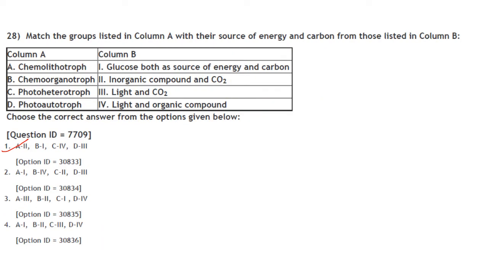Then next one. Match the groups listed in column A with their source of energy and carbon from those listed in column B. So chemolithotroph, they use inorganic compounds and carbon dioxide. Then next one. Chemoorganotroph, glucose as both source of energy and carbon. Photoheterotroph, light as energy and organic compound as carbon. Photoautotroph, light and carbon dioxide. So the answer is option 1, A2 B1 C4 D3.